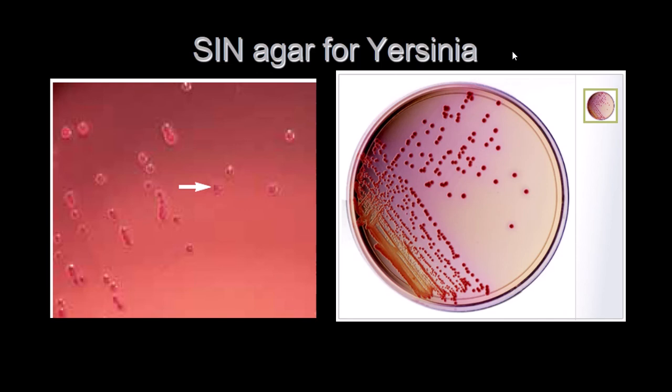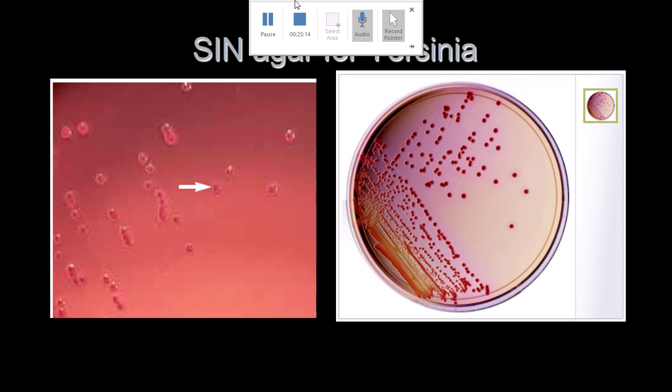So we have so many media that we can use for the isolation of these pathogens, like the Yersinia, and the CIN agar is a selective agar that we use for the Yersinia. And you can see here the colonies. As we said, the bull's eye appearance with the transparent periphery of these colonies. This is selective for Yersinia.